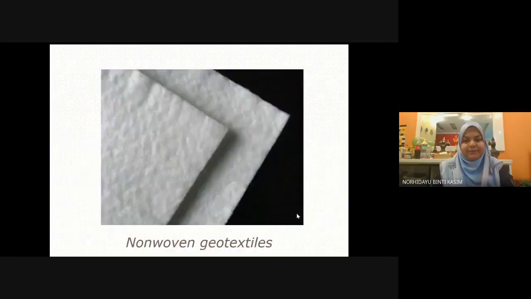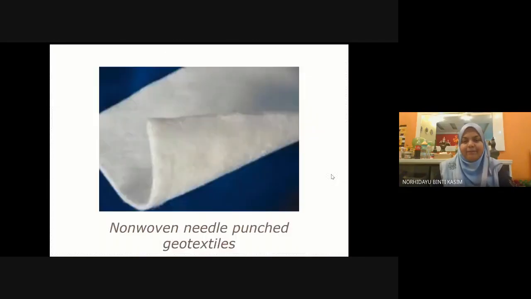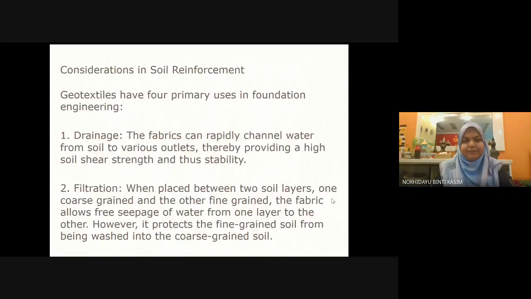So this is the figure of non-woven geotextile. If you can see here, it's made by fiber. This is another example of non-woven geotextile.